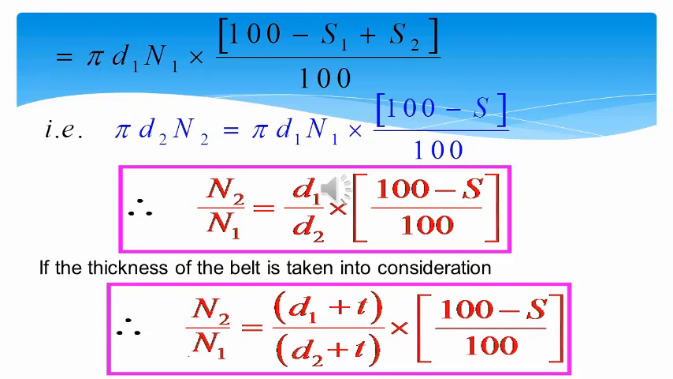So, pi d1 n1 into (100 minus (s1 plus s2)) divided by 100. Similarly, for pi d2 n2, we get the expression for the ratio of speed, n2 by n1, is equal to d1 by d2 into (100 minus s) by 100, and if the thickness of the belt is taken, it is further to be added to the diameter. So (d1 plus t) divided by (d2 plus t) into (100 minus s) by 100.